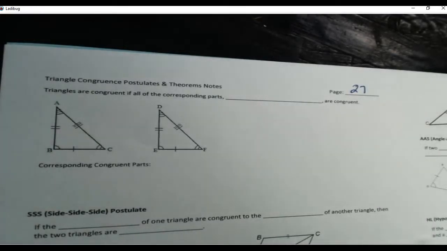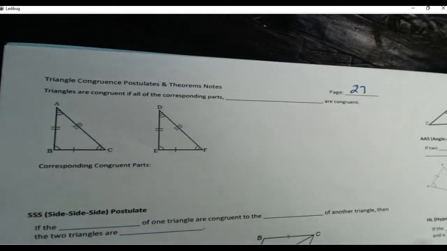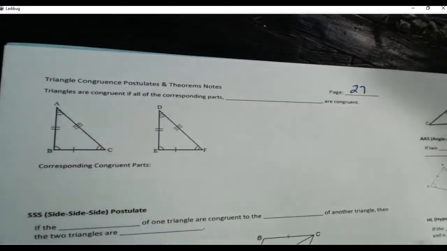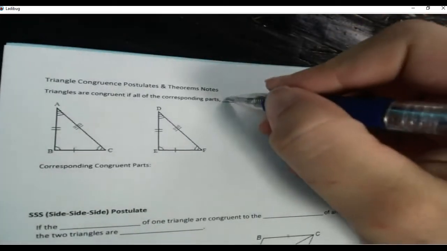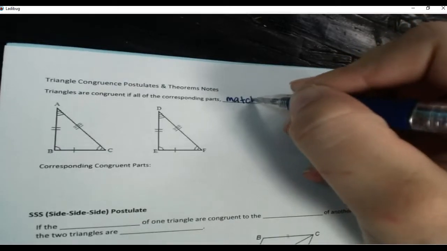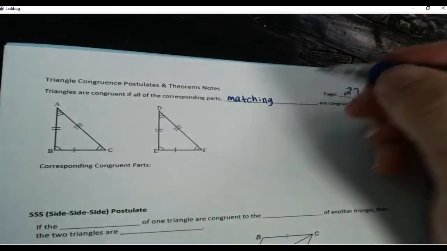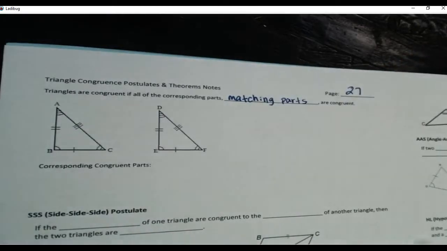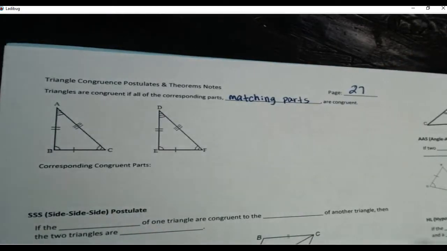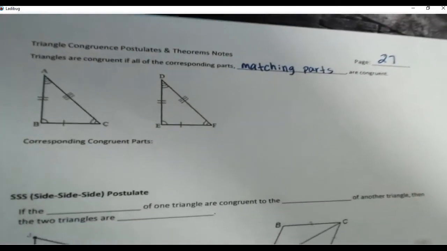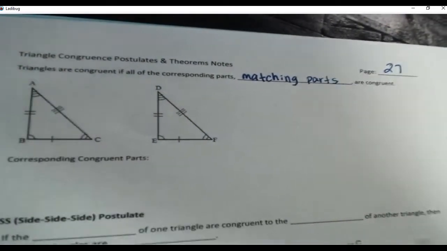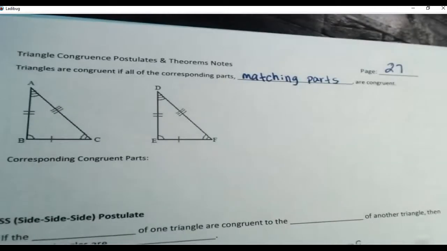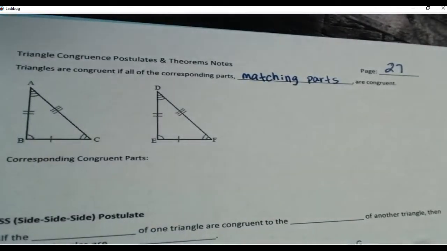So we have triangles are congruent if and only if the corresponding parts are congruent. Remember, corresponding parts means the matching parts. So which angles match, which sides match. Okay, so let's list them out.